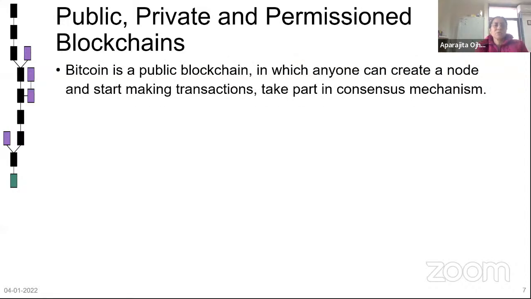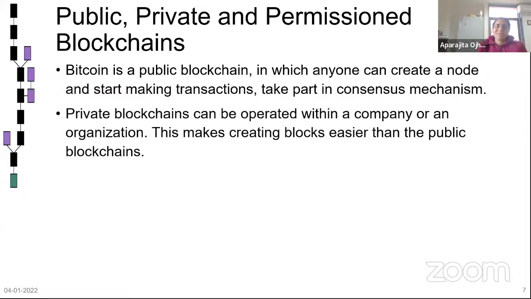So if I look at the blockchain, Bitcoin is a public blockchain in which anyone can create a node and start making transactions. They can take part in the consensus mechanism. You must be thinking I'm talking about the consensus mechanism quite a few times. What is the consensus mechanism? Have a little patience. We'll be talking about that.